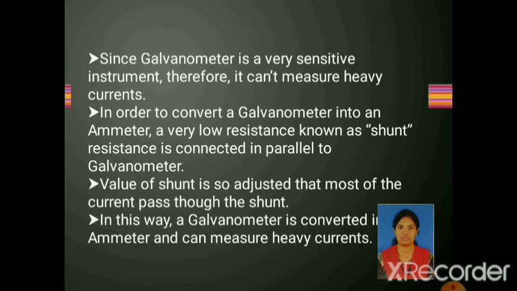Since a galvanometer is a very sensitive instrument, it cannot measure heavy currents. In order to convert a galvanometer into an ammeter, a very low resistance known as a shunt is connected in parallel to the galvanometer. The value of the shunt is so adjusted that most of the current passes through the shunt. In this way, a galvanometer is converted into an ammeter and it can measure heavy currents.